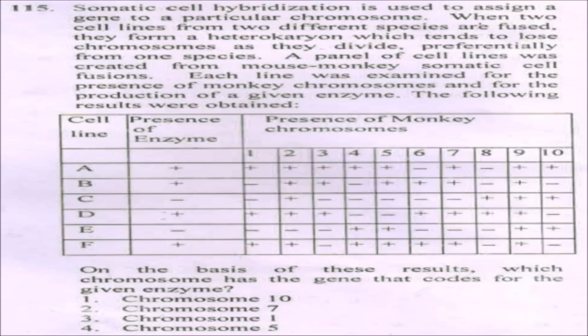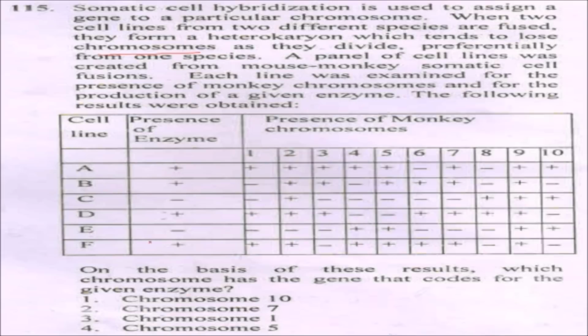Next question is a very simple, interesting question. Somatic cell hybridization is used to assign a gene to a particular chromosome. When two cell lines from two different species are fused, they form a heterokaryon, which tends to lose chromosomes as they divide, preferentially from one species. A panel of cell lines was created from mouse and monkey somatic cell fusion.